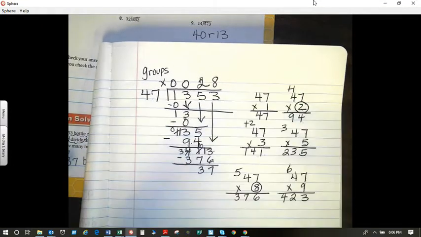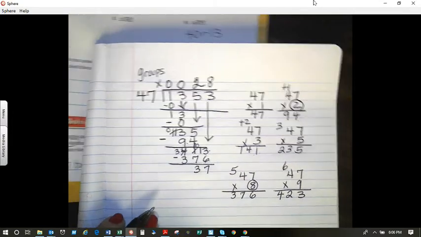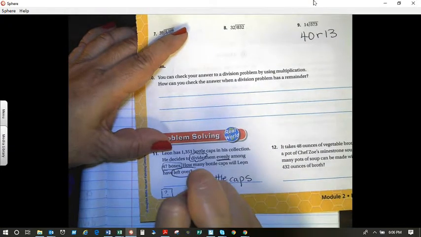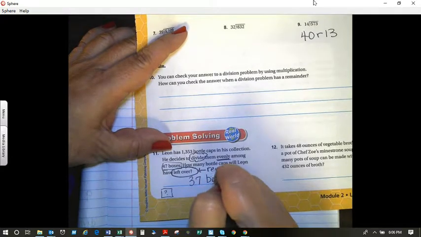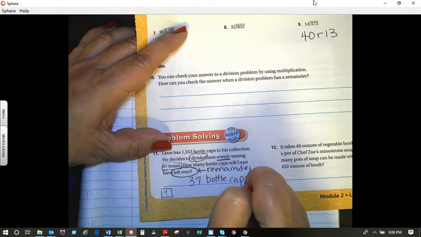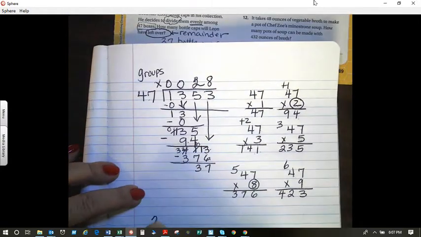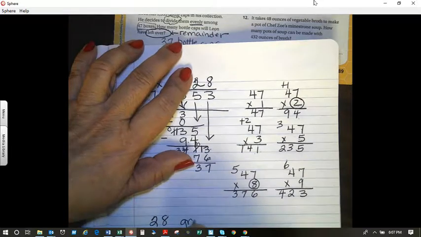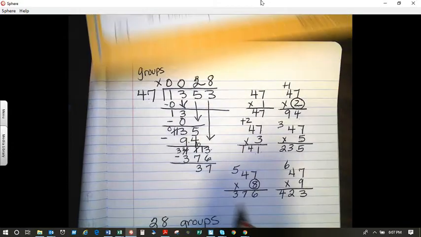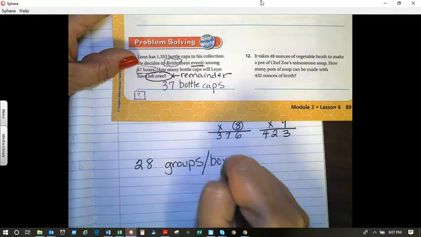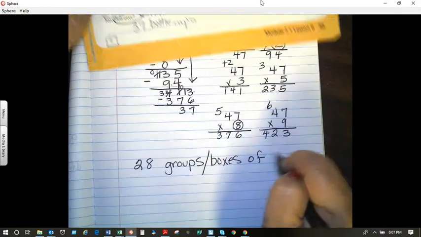Now the question, let's go back to the question. It says, how many bottle caps would Leon have left over? I want you to circle the word left over. Left over means the remainder. So Leon is going to have 28 groups, or in our story problem, we're using boxes. So I'm going to put a slash and put boxes. 28 boxes of 47.